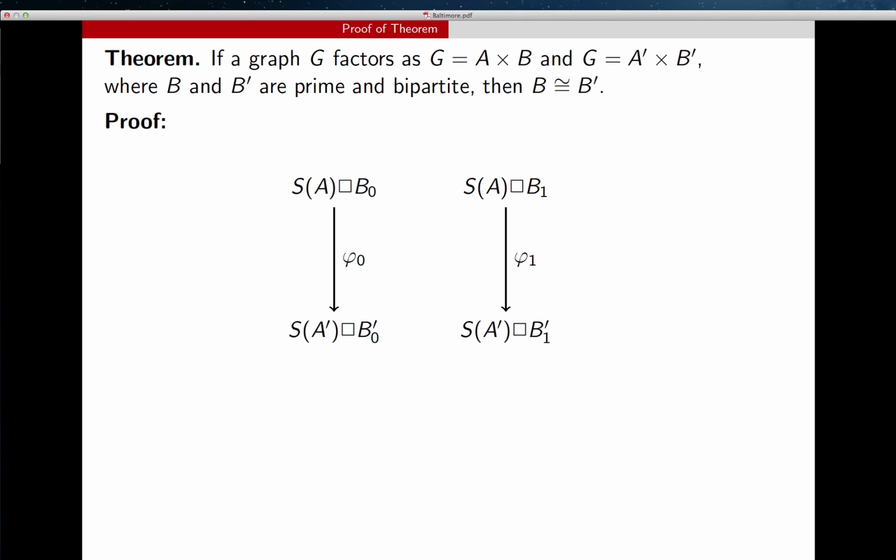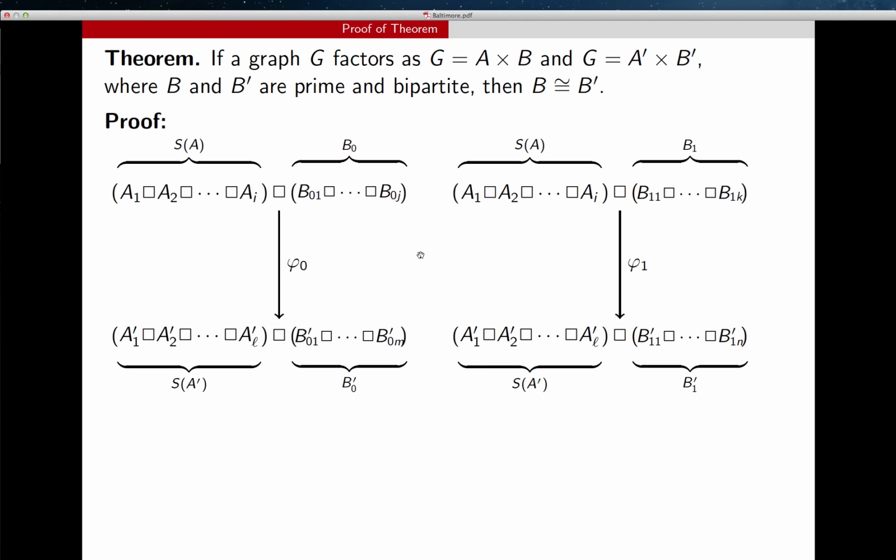Now, the next thing we're going to do is notice that SA box B naught can be further factored over the Cartesian product. In fact, we could factor it into prime factors, and that's exactly what we're going to do. We'll do the same thing for S of A prime, for B naught prime. Basically, for all of these factors, we're going to further factor them into primes over the Cartesian product. So this diagram is going to be refined as follows.